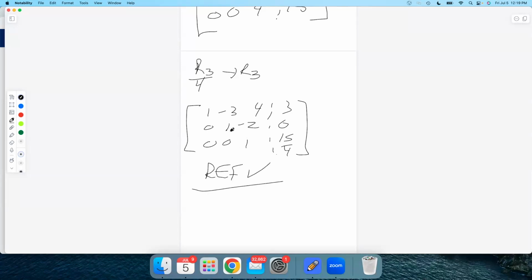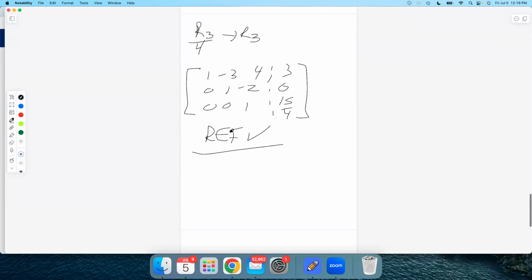This is what we call upper triangular because I've got a triangle of elements here. Echelon form because these are 1s, these are all 0s. We can now solve the system of equations. If we were to write this out, it says x minus 3y plus 4z equals 3. 0x plus 1y minus 2z equals 0. And then 0x plus 0y plus z, 1z, equals 15 over 4.